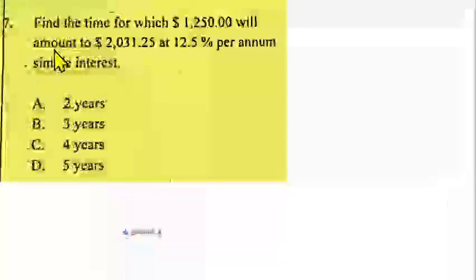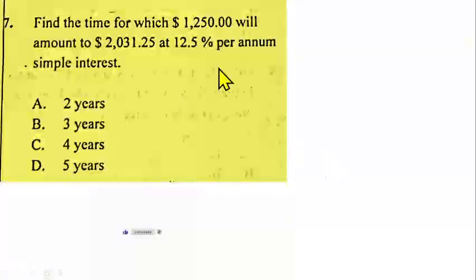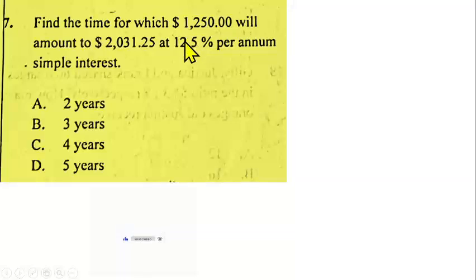Question number 7 is from the arithmetic of finance, and in this case is from simple interest. You have to find the time for which $1,250 will amount to $2,031.25 at 12.5% per annum simple interest.